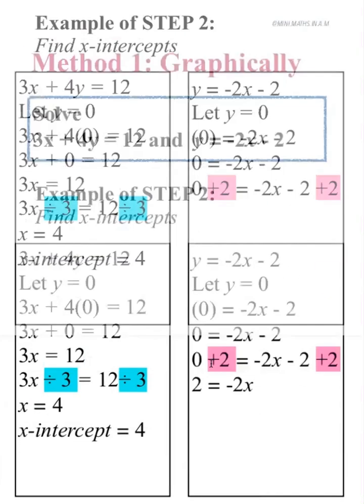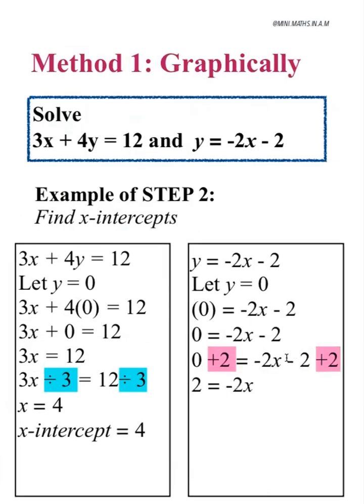Over here, we have 0 plus 2, it just becomes 2. Over here, the 2's cancel out because negative 2 plus 2 is 0. And we know 0 doesn't affect anything, so we don't have to write the 0. Okay, and now we want to get x by itself here.